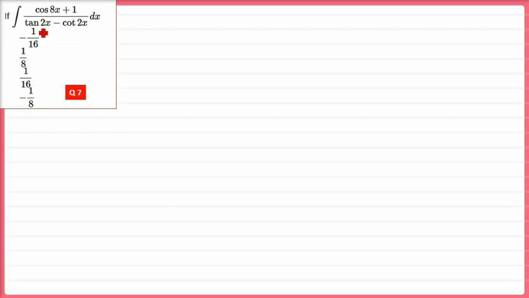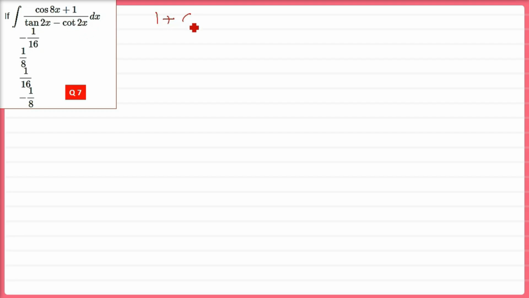Now, (cos 8x + 1) divided by (tan 2x - cot 2x). There are certain formulas which we are going to use. There are going to be a lot of 2's coming, 2, 1, 2, 2 like this. So you have to take care of that 2. Let me show you the formulas first.